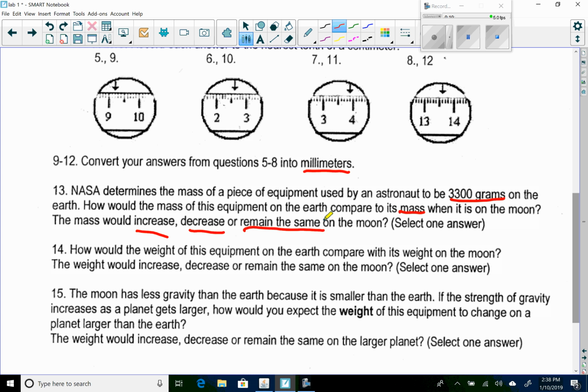Question 14. How would the weight of this equipment on the Earth compare with its weight on the Moon? Your choices are the weight would increase, the weight would decrease, or the weight would remain the same on the Moon. Select only one answer.